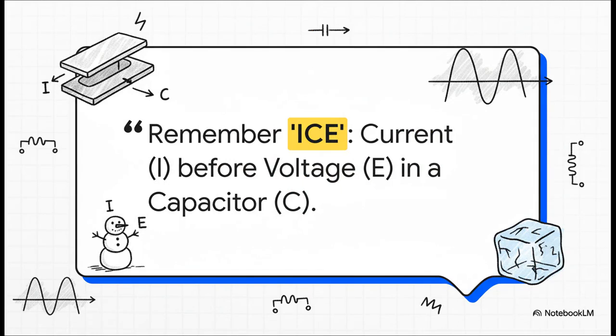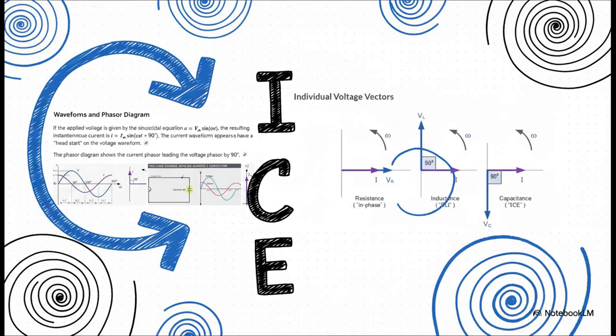And that, of course, brings us to the second half of our phrase, ice. In a capacitor, C, the current, I, comes before the voltage, E. Eli the Iceman. Trust me, this little trick is an absolute game changer for keeping this straight. I mean, just look at this. The current waveform is shifted to the left, which shows it's leading the charge. And the diagram on the right confirms it.